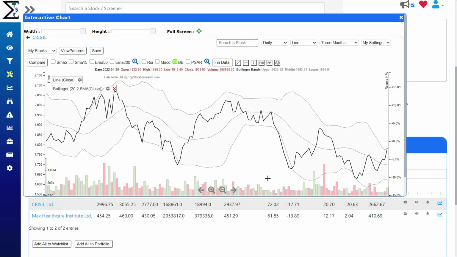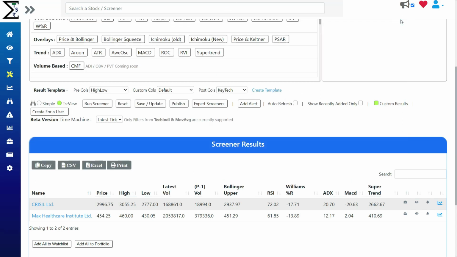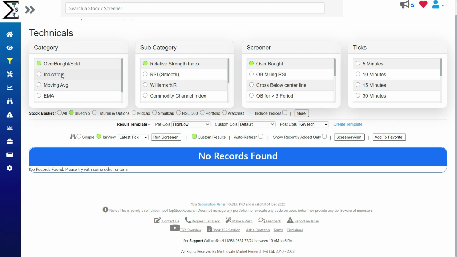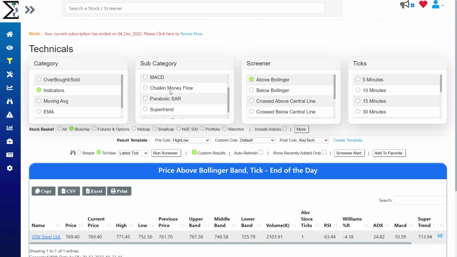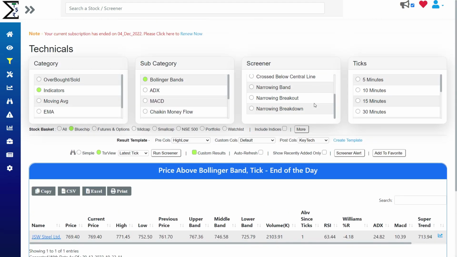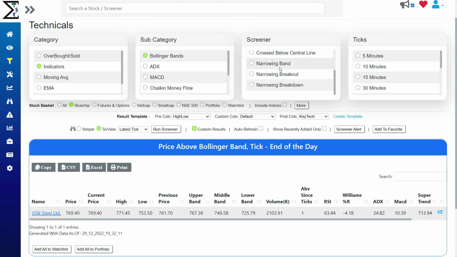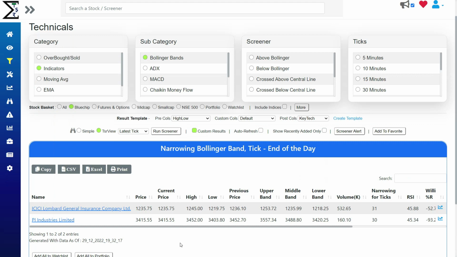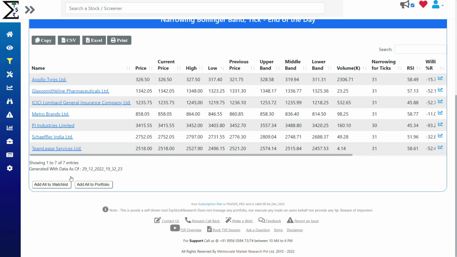Okay. So let's see where we get a screener for Bollinger Band. Again, going with a very simple one, because the DIY screener can be a little complex or overwhelming for some of you. So for Bollinger Band, look at narrowing band. As we speak, there are two stocks in blue chip, and maybe in NSE 500 there are seven stocks in that particular zone, which are squeezing.